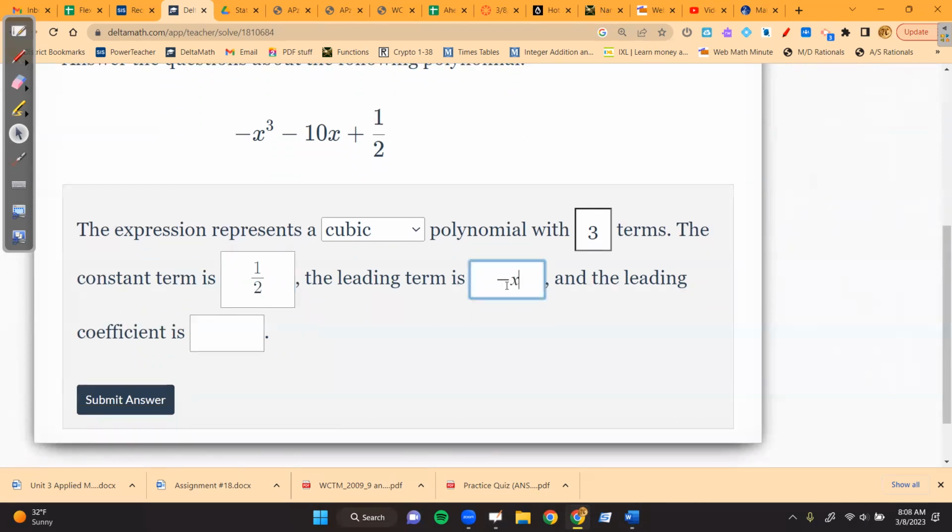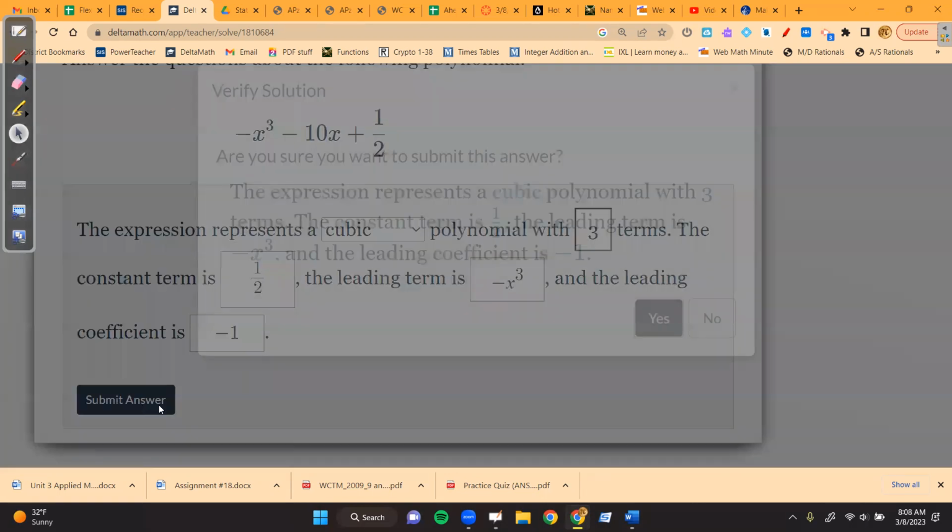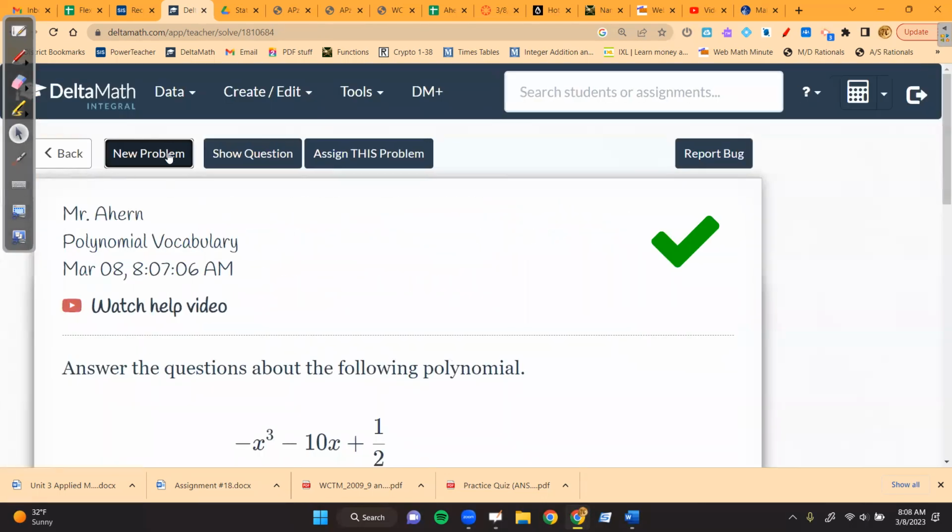Negative x, and then I have to hit shift 6 to the 3rd. Okay, whatever that whole chunky first term is, you just copy it in there. And what is the leading coefficient? It's invisible. It's just -1. Coefficients will always just be numbers. They're the numbers that are attached to the terms. Okay.